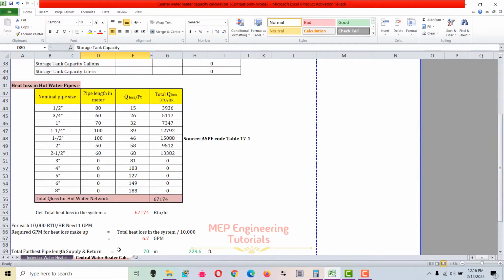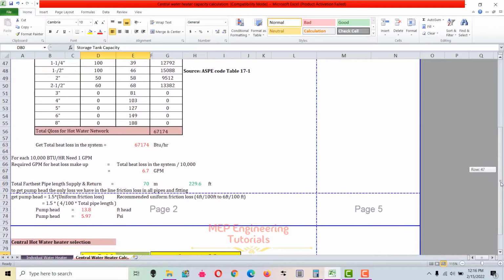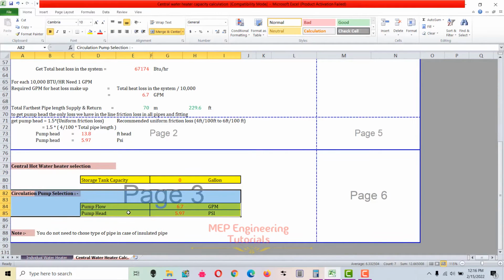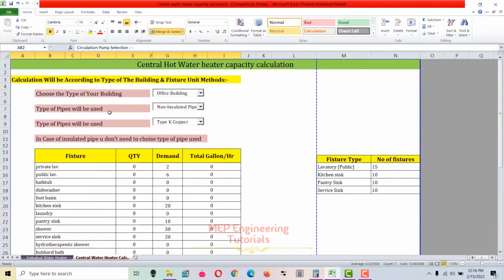So therefore in this central hot water heating system we will calculate the central hot water heater capacity, storage tank capacity, as well as the circulation pump flow and head. The source of heat in the central hot water heating system could be solar, boiler, or heat pumps. So the primary sources of heat are these three which I mentioned here.